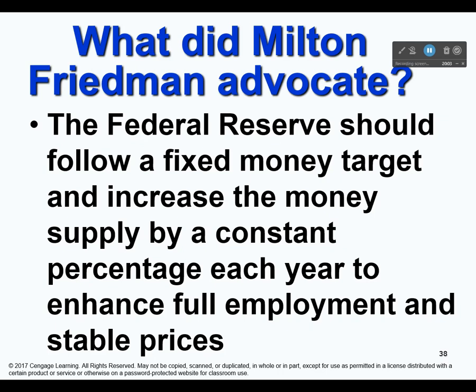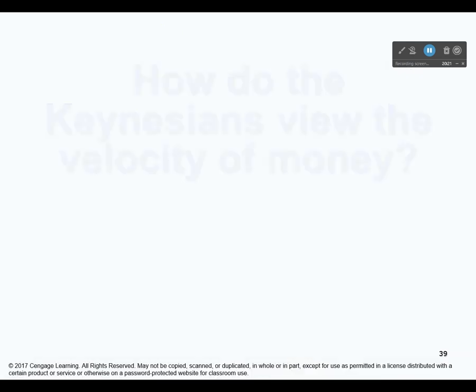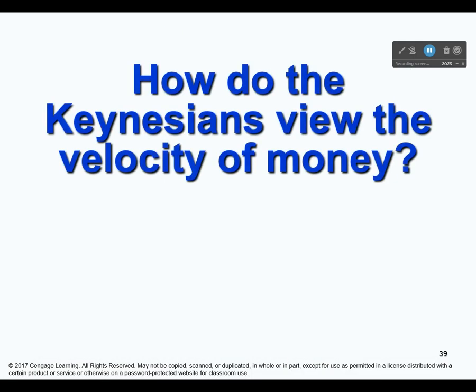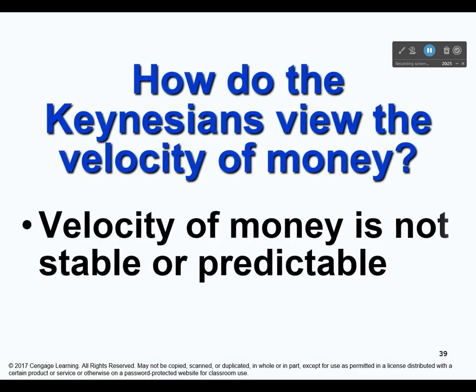A lot of what the monetarists believe is that you have to keep prices constant or slightly increasing every year to avoid recession. That recessions are to some degree caused by falling price levels, by what we call price deflation, or decreases in the money supply. The Keynesians, on the other hand, believe that the velocity of money is not stable or predictable.